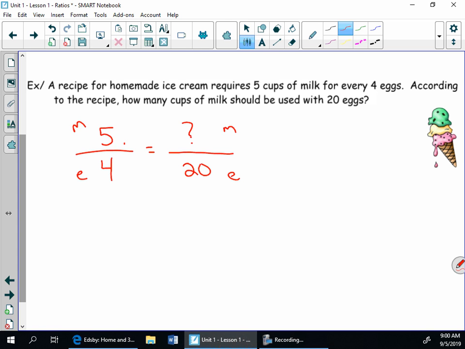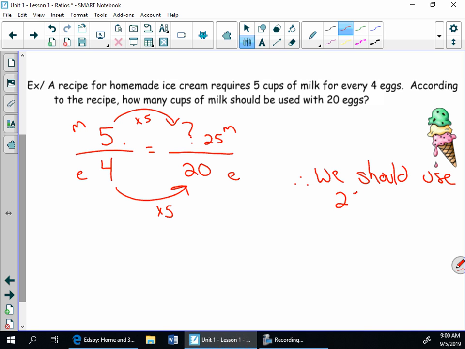How do I turn a 4 into a 20? Well, that's what I can do with a multiplying. Times it by 5. Okay, which means I got to turn this one by 5. That's 25. Okay, word problem, word answer. We should use 25 cups of milk.